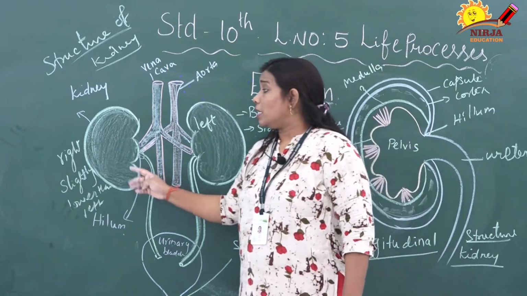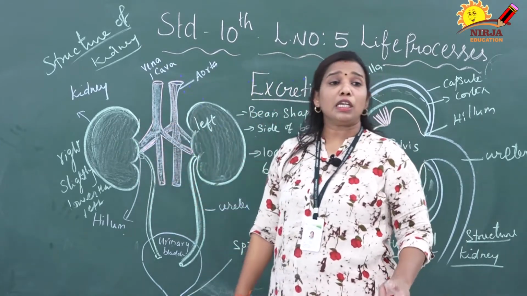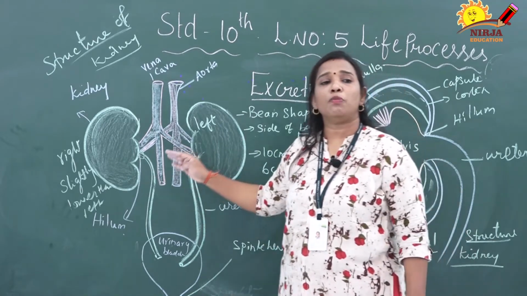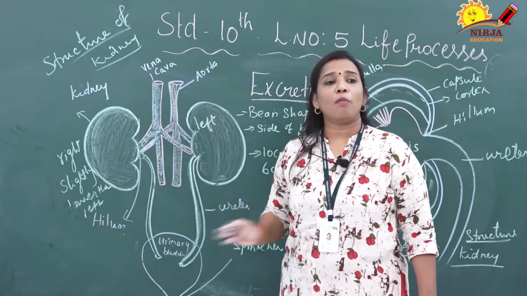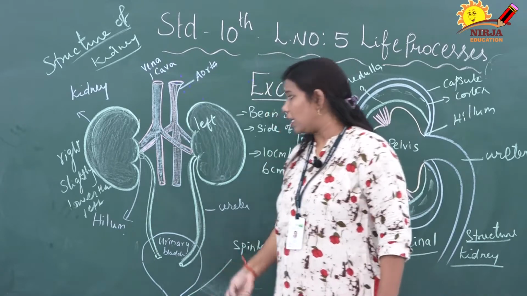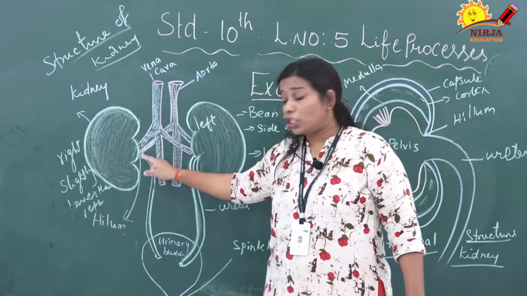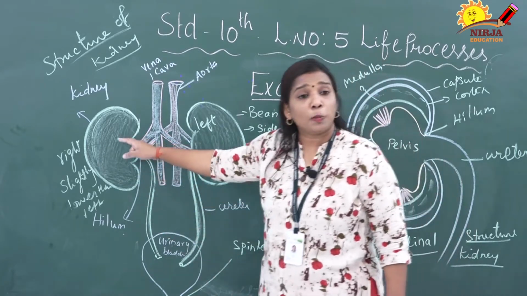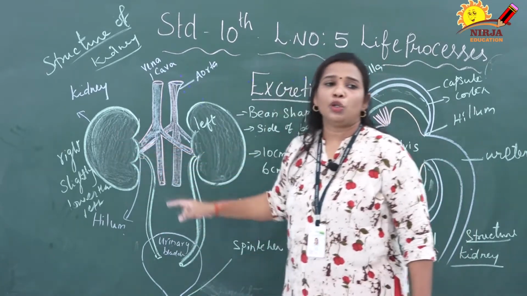Here, what is the function of the kidney? Kidney is doing two functions, we will discuss later. The main function is removing urea in the form of urine. Clear? Now, the hilum is a small notch. What is the function of ureter? Ureter is nothing but a tube that transports urine from kidney to urinary bladder.